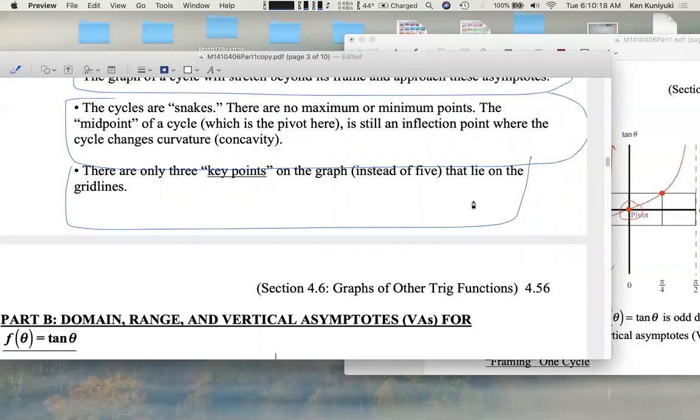Okay, so next time we're going to talk about domains, ranges, and equations for these vertical asymptotes. Next time.